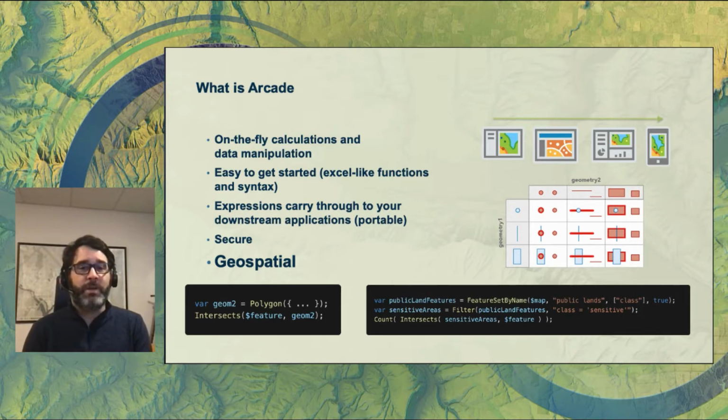Another key feature that makes Arcade unique is its ability to perform geospatial operations. If you combine this with the ability to create geometries for points, lines, and polygons on the fly, you can create some very powerful expressions that evaluate spatial conditions.